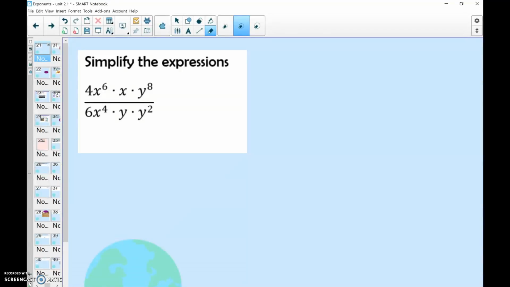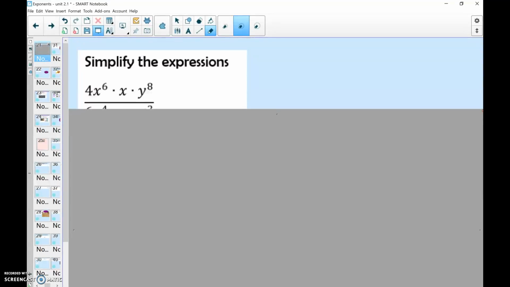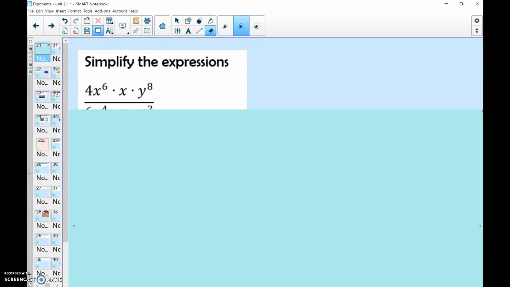Okay, so I'm going to take this problem half at a time. So just like my notes just said, I'm only going to deal with the numerator first.